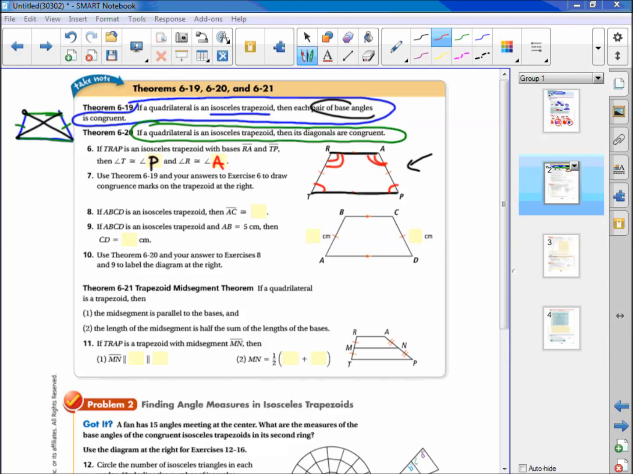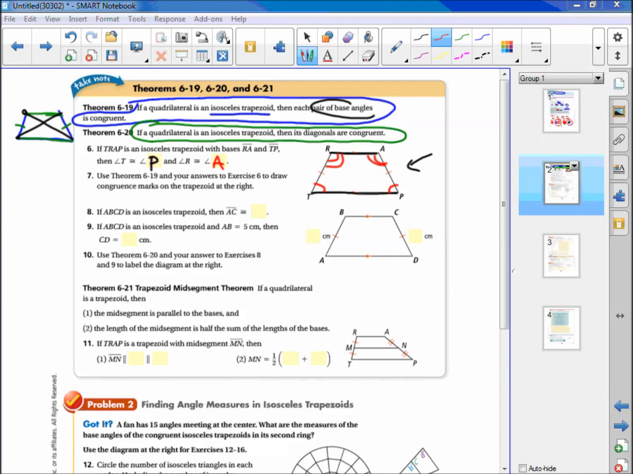So use theorem 6-19 in your answers from exercises 6 to draw the congruence marks on the trapezoid at the right. And we've already done that. So we marked T and P congruent and R and A congruent. All right, so if shape ABCD is an isosceles trapezoid, then AC should be congruent to CD.